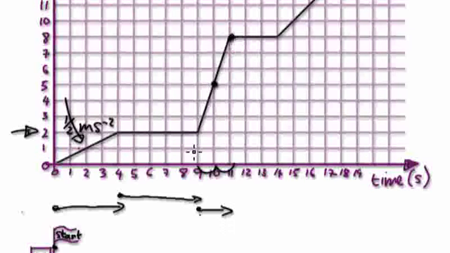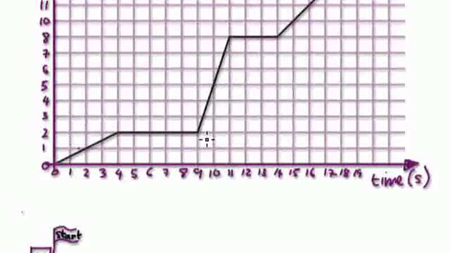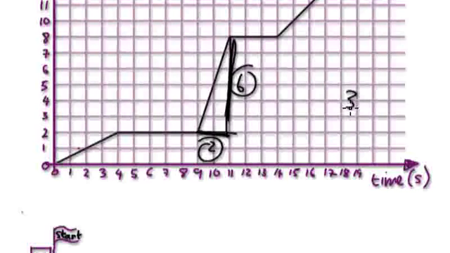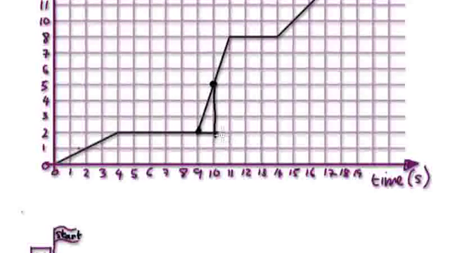If you look at this here, the gradient is 3 over 1, or you can use a big triangle between here and here. The up and down here is 6. The across here is 2. So the acceleration would be 6 divided by 2, which is 3. Or you can use this triangle here. Again, the acceleration is 3 over 1. It's still the same: 3 meters per second squared.